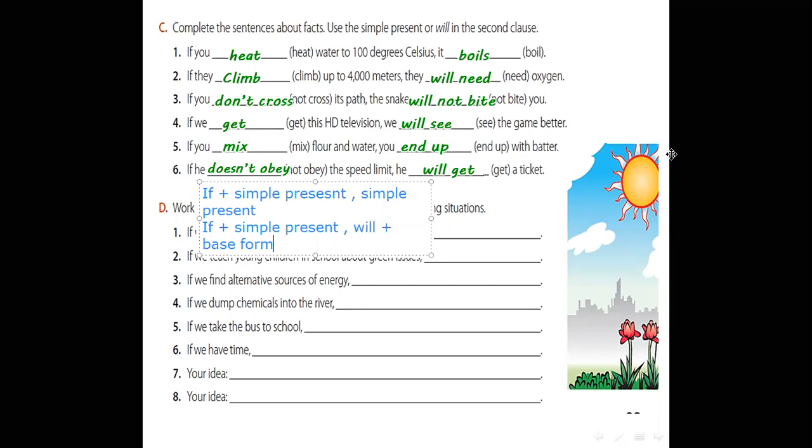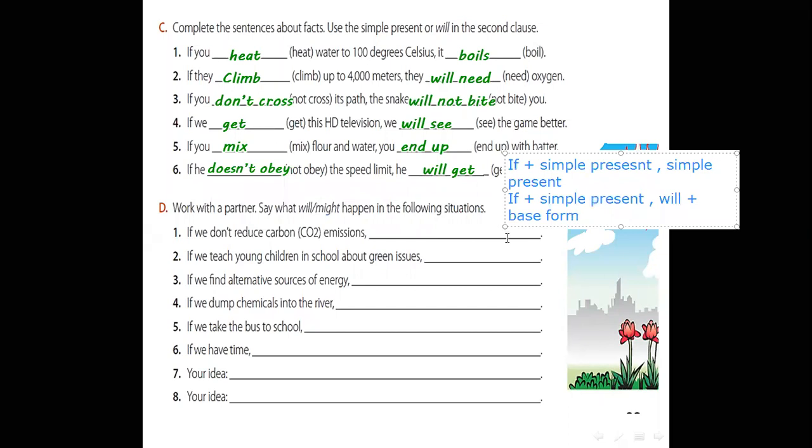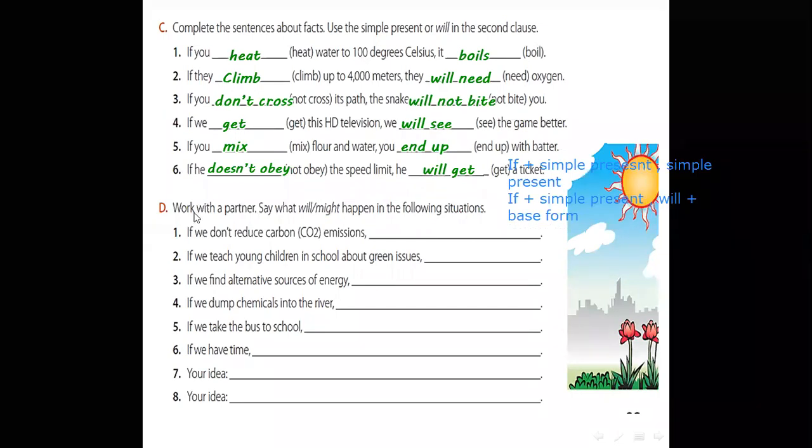What about exercise number D? Work with a partner. Say what might happen in the following situations. If we don't reduce carbon CO2 emissions, what will happen? Excellent. Global warming will get worse.